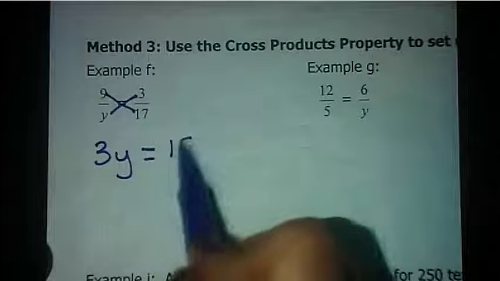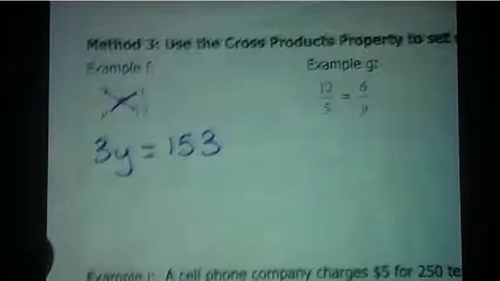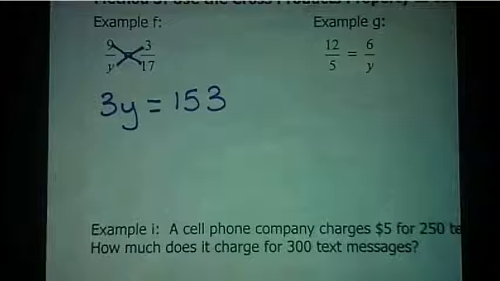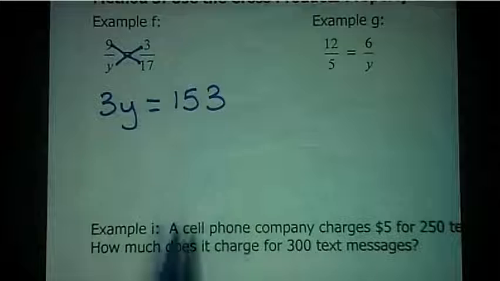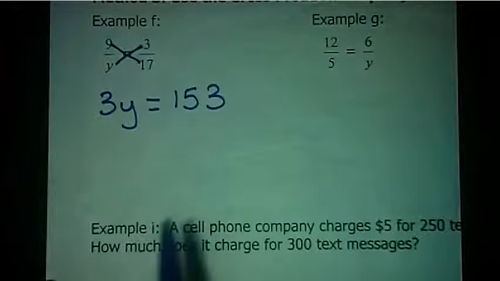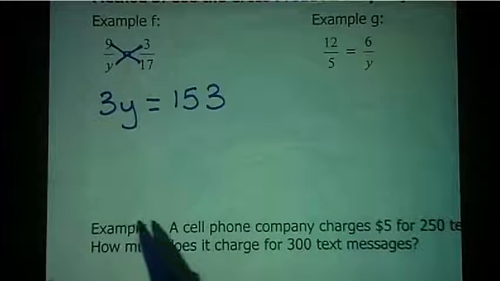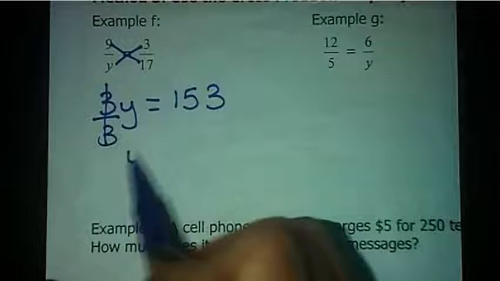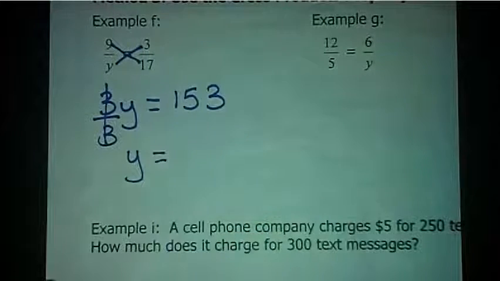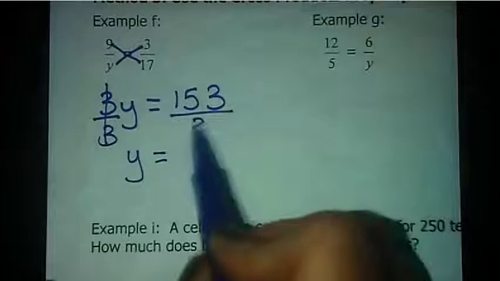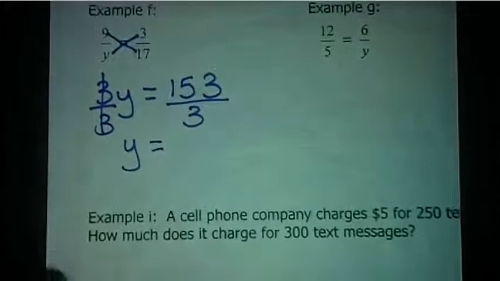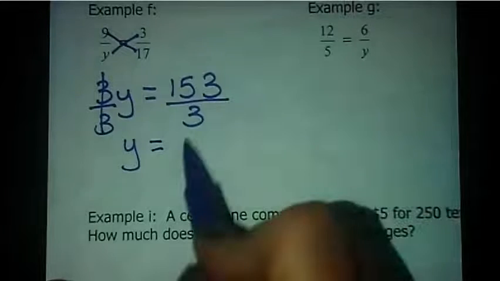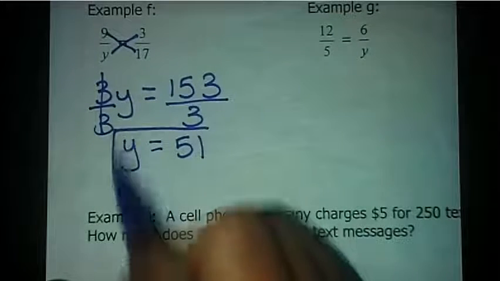Which is 153. This should look familiar to you. Now we're trying to solve an equation. What times 3 is 153? Remember, to solve a multiplication problem, we're going to divide. So divide by 3 on both sides. Now the y is alone. We have one y, or just y. Divide the other side by 3. 153 divided by 3 is 51. So y is 51.